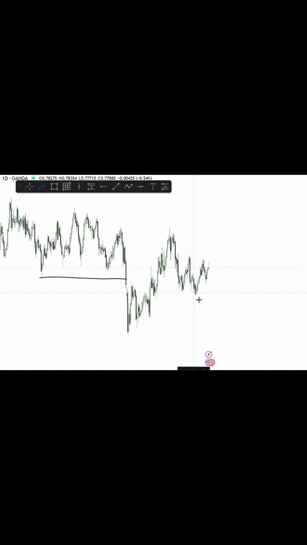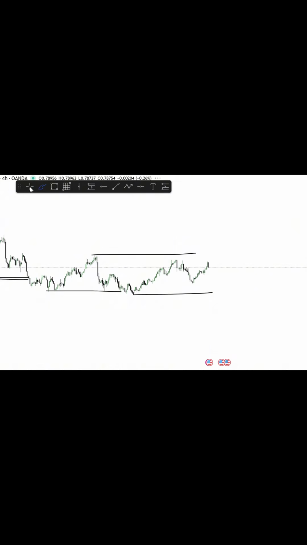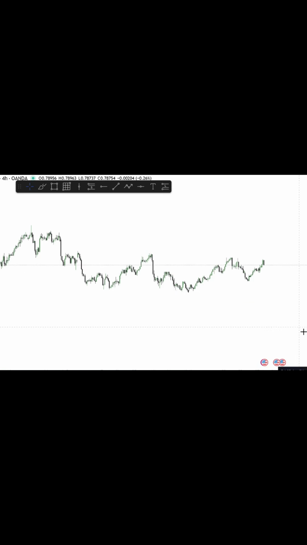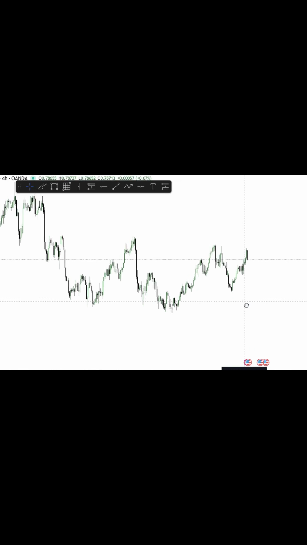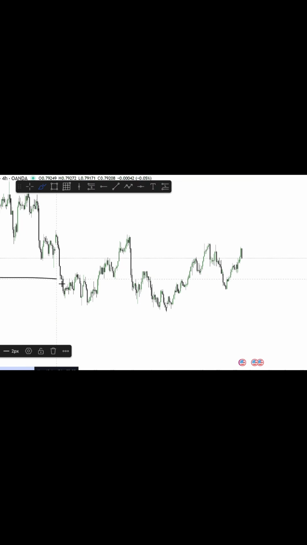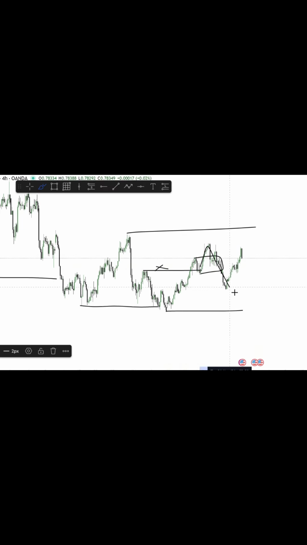If we move down onto the 4-hour time frame, what we can see is we've had our initial break of structure in towards the downside, followed by another break of structure in towards the downside. This is my swing high, and this is my swing low. After liquidating this high over here, we've seen this demand zone fail, creating a fresh area of supply, which we spoke about yesterday, looking for shorts.